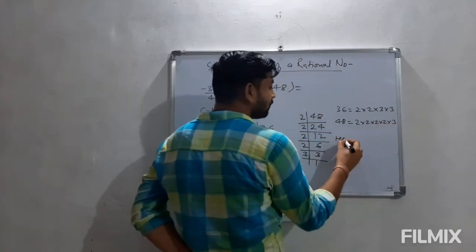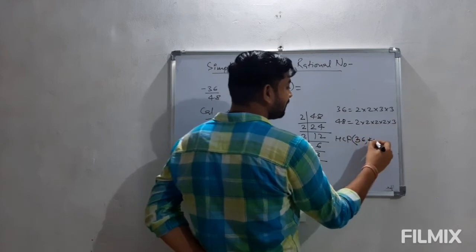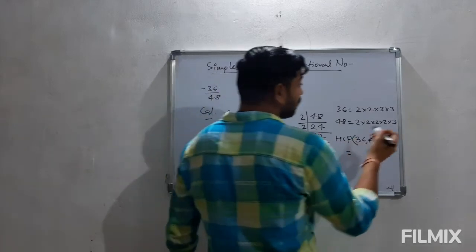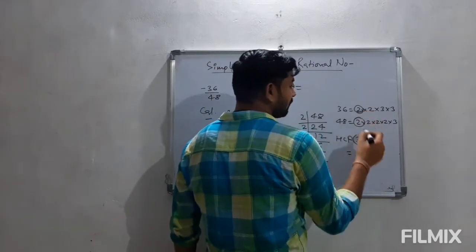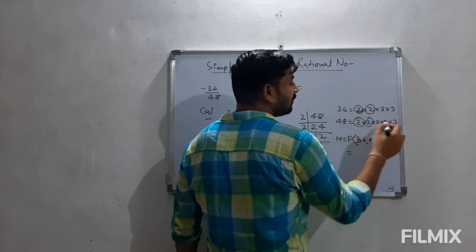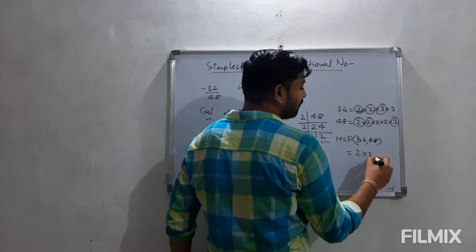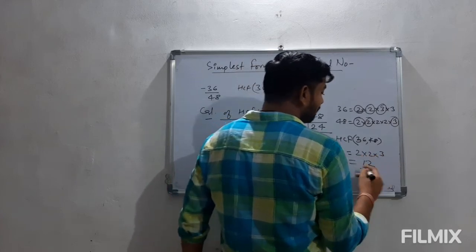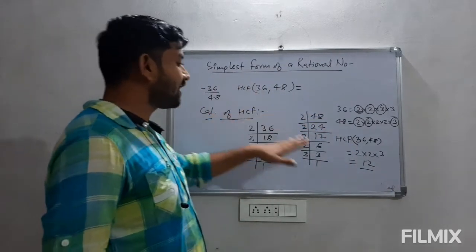So for calculation of highest common factor HCF of 36 and 48, what we have to do, we have to simply select the common factors over here. So here we have 2, then again we have a 2, then again we have a 3 in common. So we have to multiply these common factors, that is 12. So this is the same which we were getting in the last. So this is a direct method.